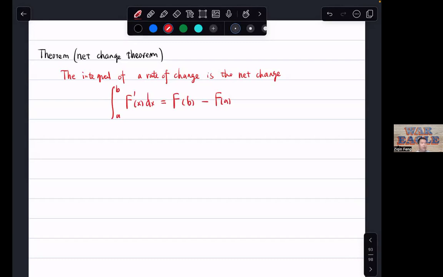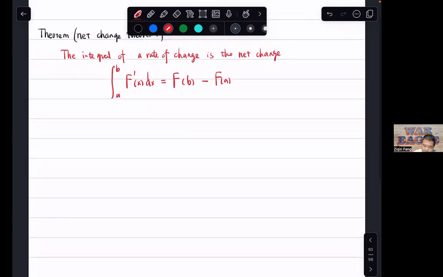So that's a very nice result, but it's a very straightforward result from the fundamental theorem. This is the rate of change, and this is the net change.